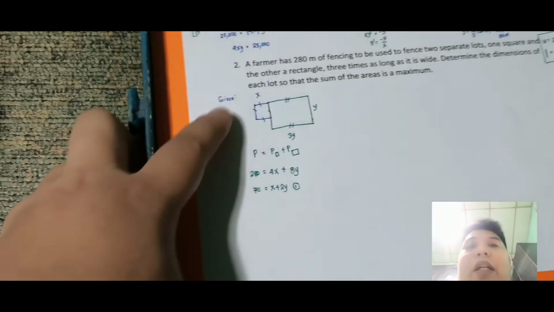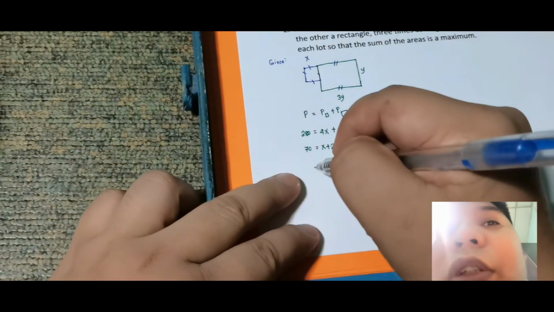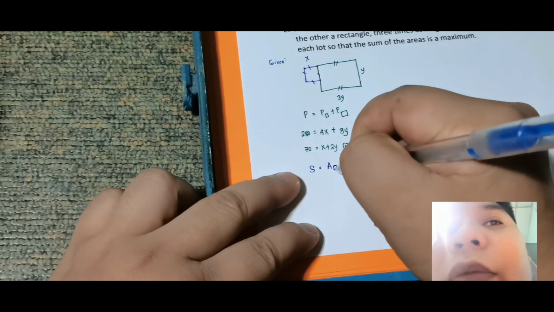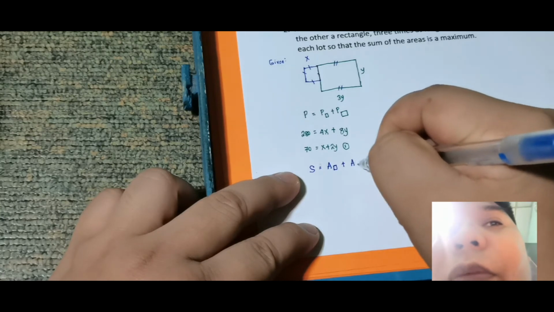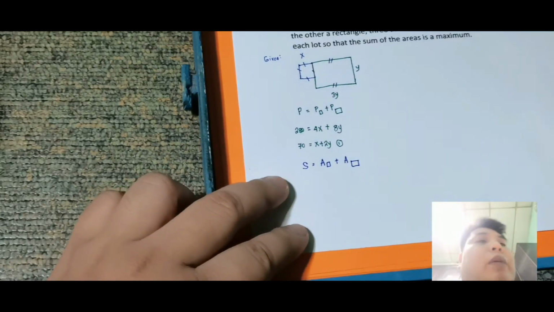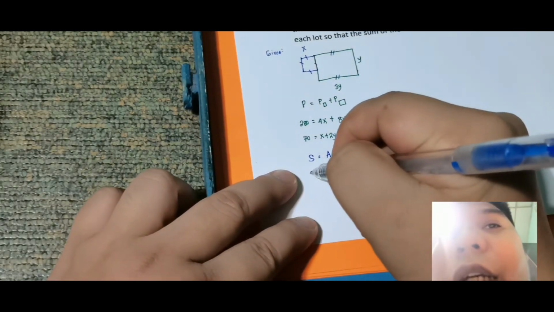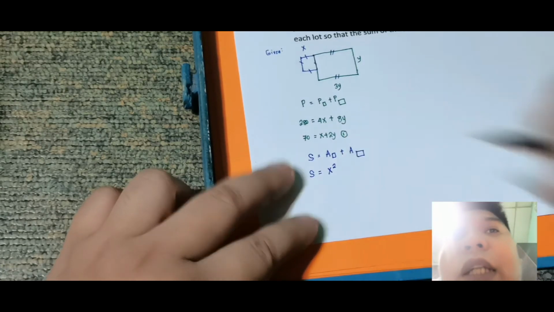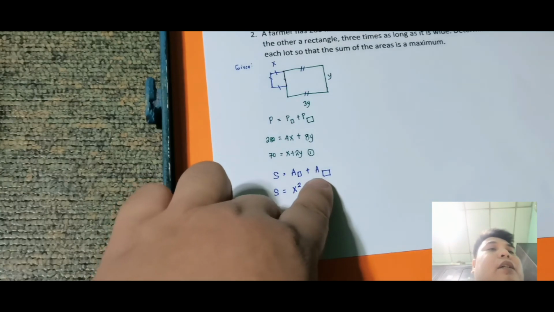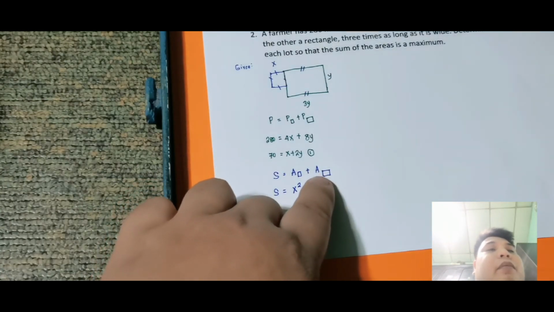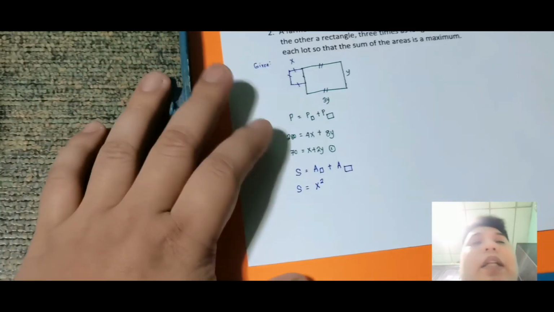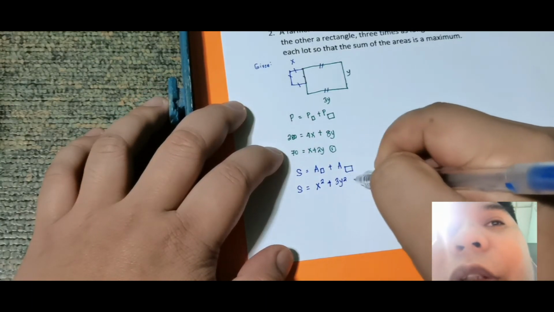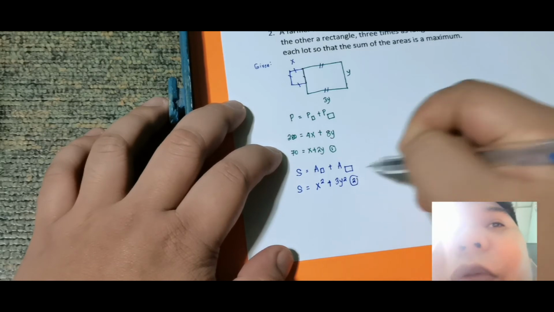So, meaning, ano yung area nitong square na to? So, yung sum ng area is equal to the area of the square plus the area of rectangle. So, ito yung objective function natin. So, the sum of the area, capital S na lang. So, area ng square is x squared, kasi side natin is x. Area ng ating rectangle is 3y times y kasi length times width yun. So that is plus 3y squared. So let me call this equation number 2.